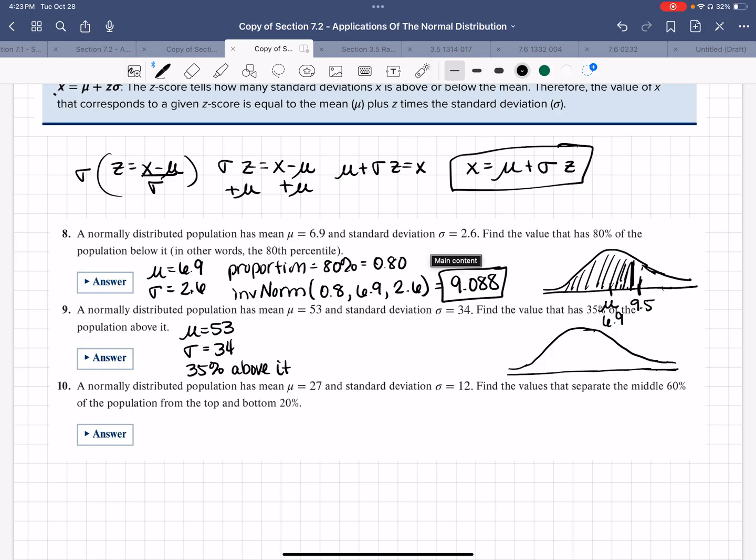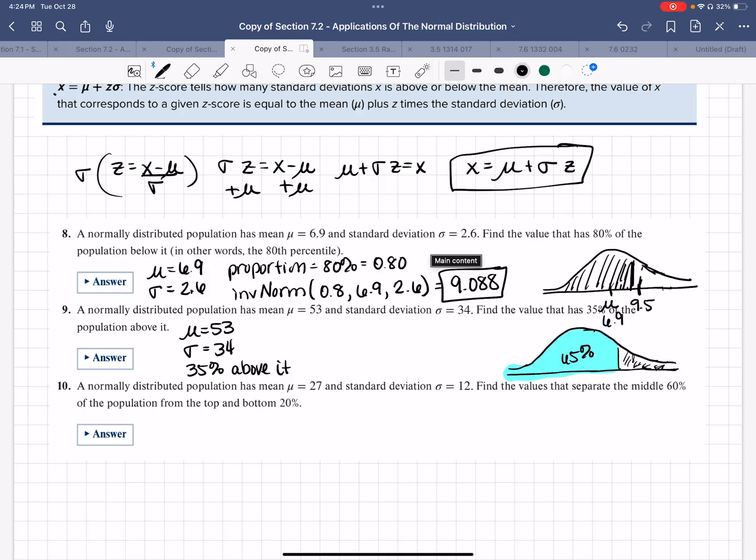Okay, so if I'm at 35% above, so let's say it's this chunk right here. How much is below then? If I'm 35% above, remember we got to get 100%. So if I'm 35% above, that means this is 65% below that value, right?